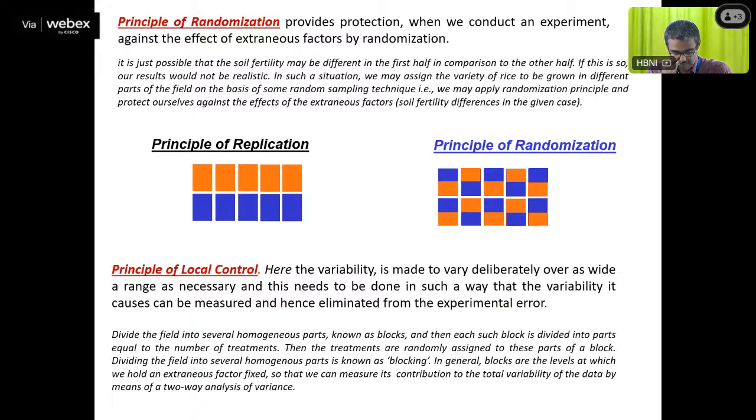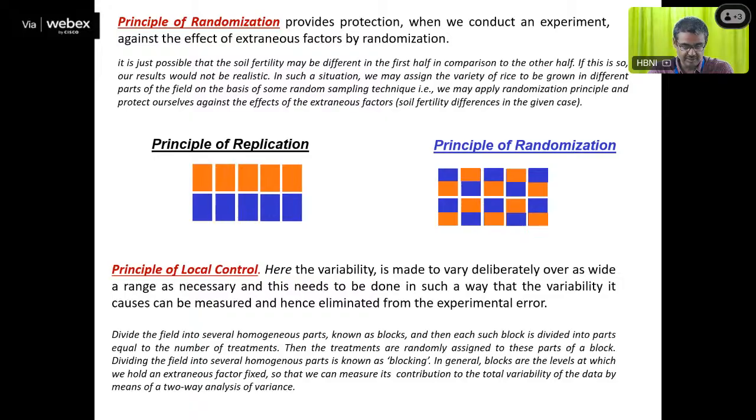And finally, the principle of local control. Here the variability is made to vary deliberately over as wide a range as necessary, and this needs to be done in such a way that the variability it causes can be measured and hence eliminated from the experimental error. So in this case, we divide the field into several homogeneous parts known as blocks, and then each such block is divided into parts, with an equal number of treatments. Then the treatments are randomly assigned to these parts of a block.